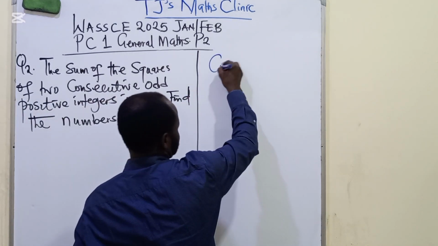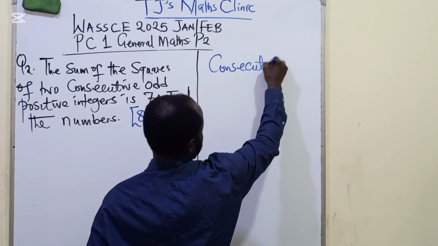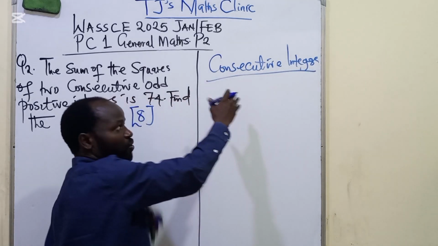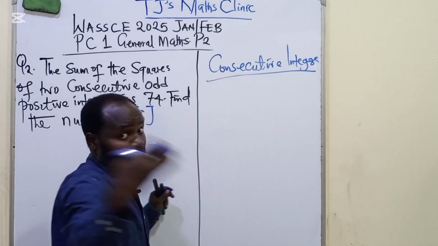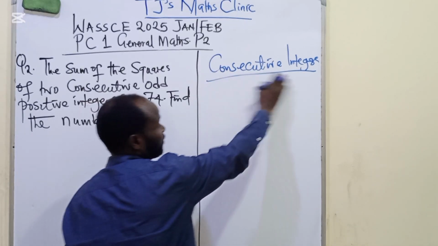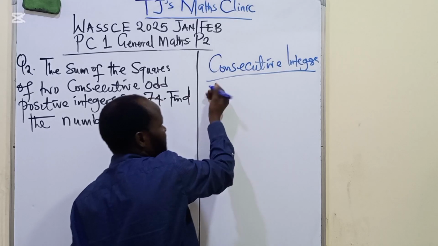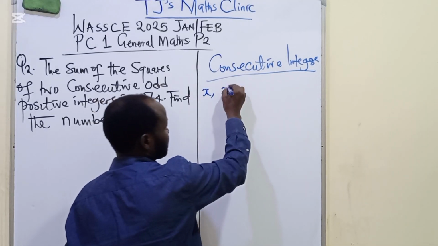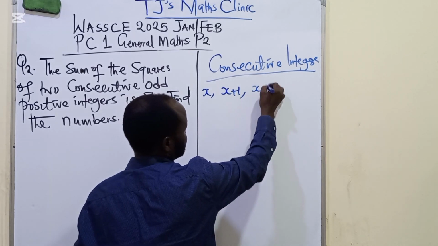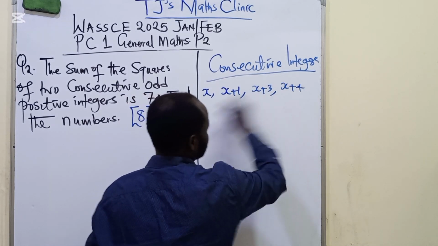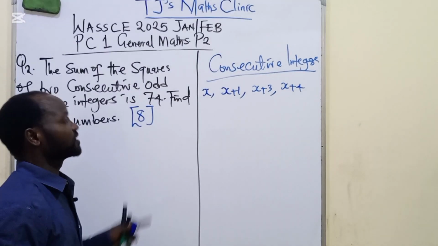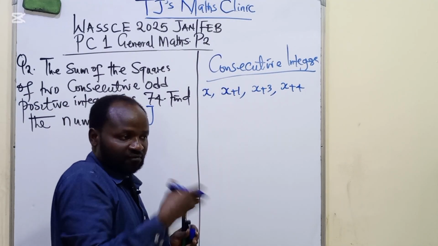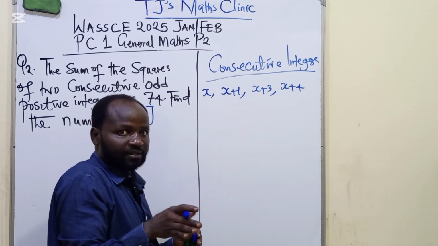When we talk about consecutive integers, for instance, it is different from when we talk about consecutive odd integers or even integers. Consecutive integers are, let's say, if x is the first integer, the next integer will be x plus 1, x plus 2, then x plus 3, in that order. Very important.